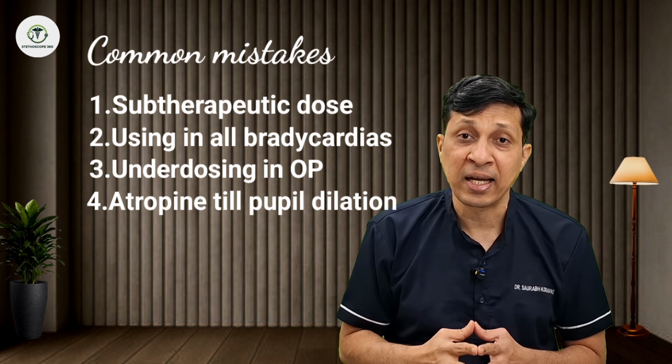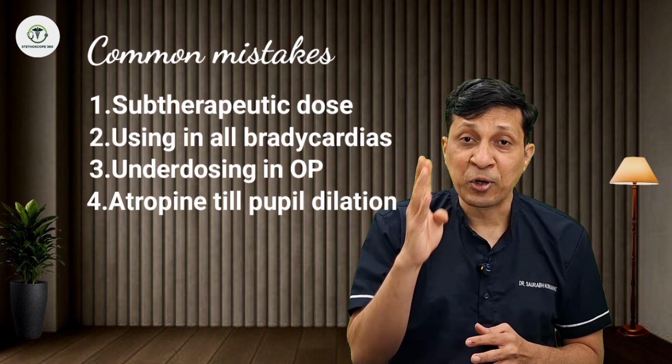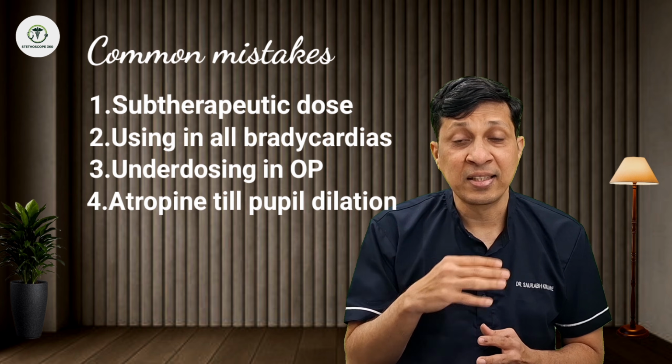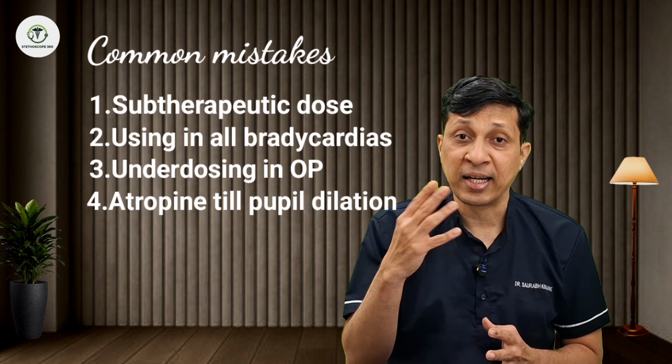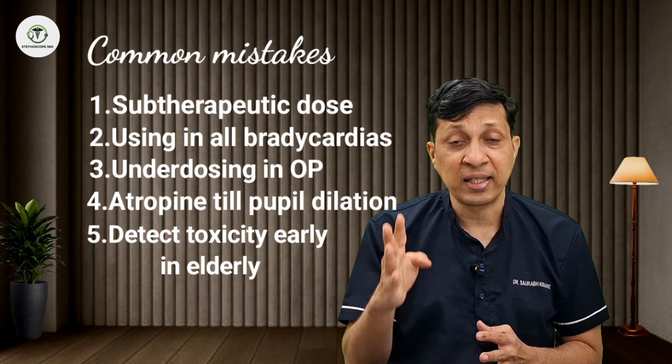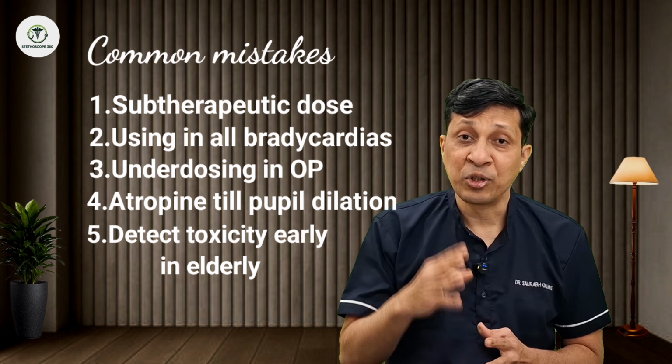And the fifth mistake is while using atropine in elderly patients. Altered sensorium, rise in body temperature, or urinary retention can be the early signs of atropine toxicity in the elderly, and here you have to recognize them early.